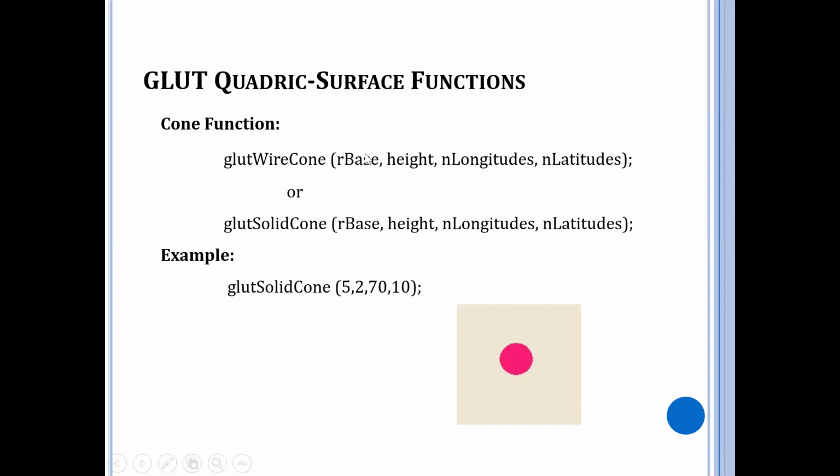So here I say r base is the radius of the cone base, which is again a double precision. Next comes the height, which is the height of the cone and is represented as a double precision for us. Then we have the longitude and the latitude, where they are assigned integer values that specify the number of orthogonal surface lines for the quadrilateral mesh approximation.